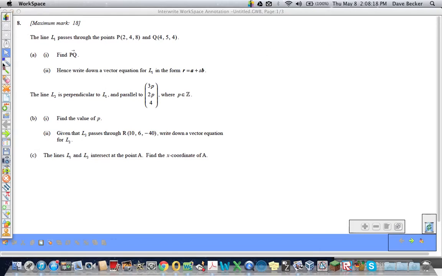All right. So, number 8, line L1 passes through the points P(2, 4, 8) and Q(4, 5, 4). Find PQ. So, PQ equals, please write it in vector form, not in coordinate form. So, 4 minus 2, it's the Q minus the P, so that's 2. 5 minus 4 is 1. 4 minus 8 is negative 4.